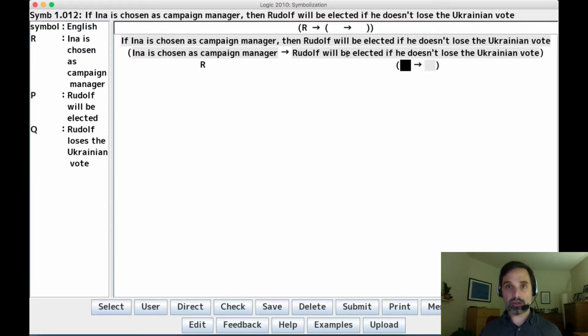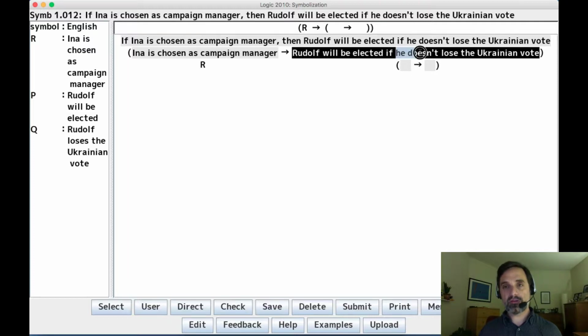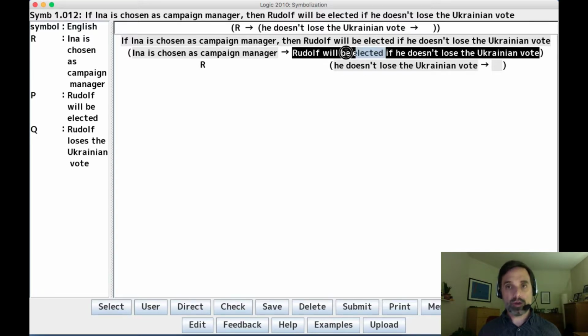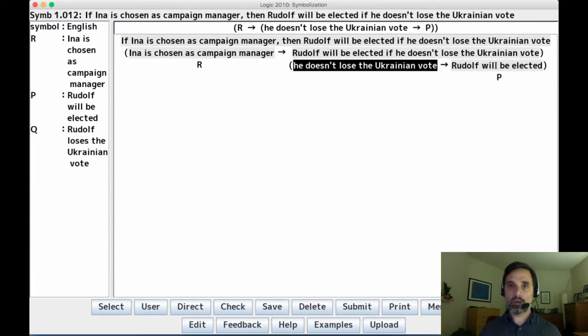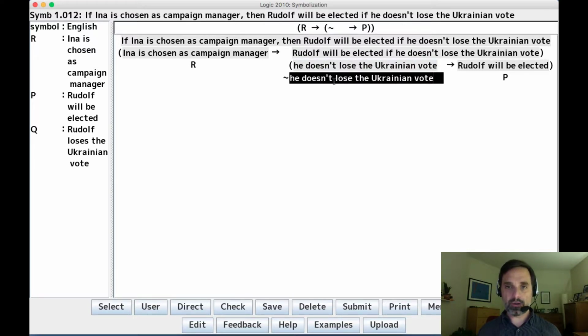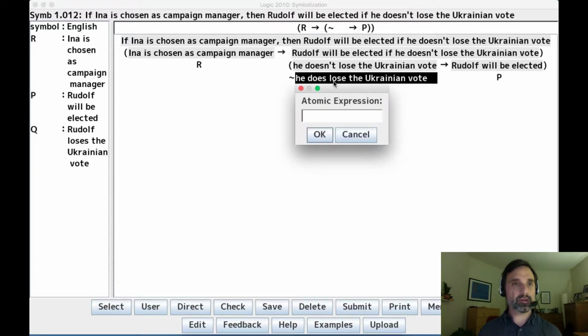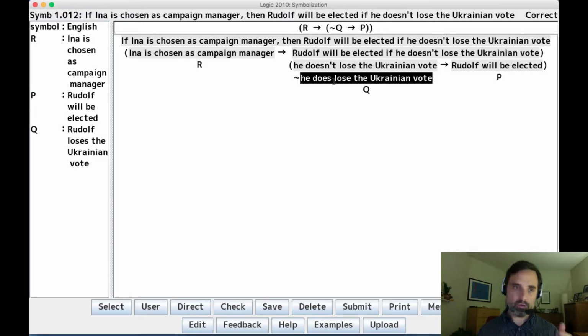It's a conditional, so this if turns into that arrow. The if attaches to the antecedent, so he doesn't lose the Ukrainian vote goes there. We don't put Rudolph will be elected there. Even though it's on the left, Rudolph will be elected is the consequent. That's an atomic P. Why is it the consequent? Because if always attaches to the antecedent and the rest is the consequent. So he doesn't lose the Ukrainian vote. Well, that's a negation of he does lose the Ukrainian vote. So we're down to he does lose the Ukrainian vote, and that's atomic Q. And there we go. So okay, that's our first problem.